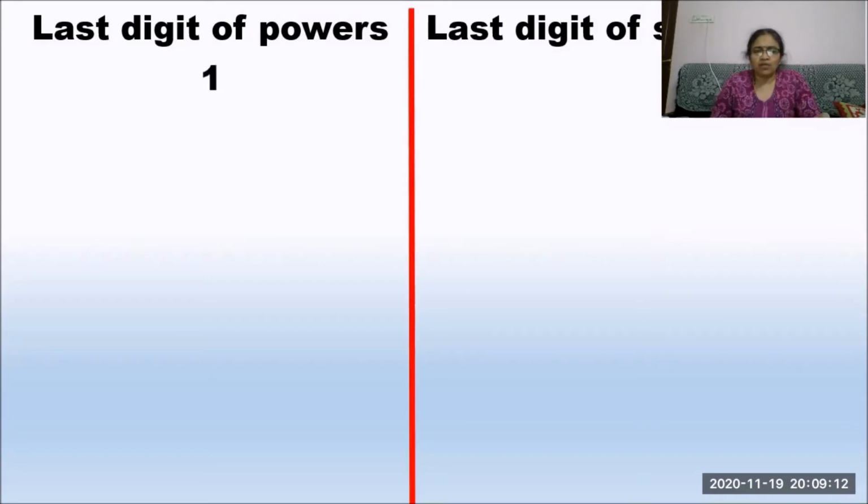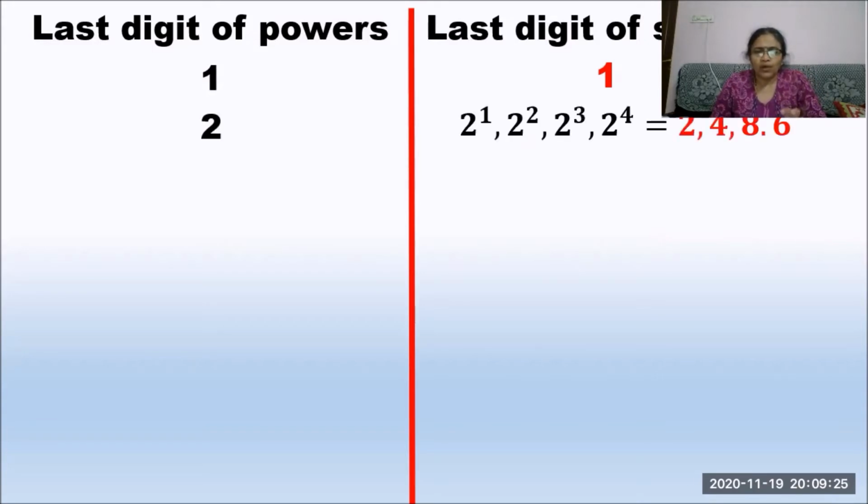Say the last digit is 1. So the last digit of the solution will always be 1, since 1 to any power is 1. If the last digit is 2, it repeats in a cycle, a periodic sequence of period 4. 2 to the power 1, 2 to the power 2, 2 to the power 3, 2 to the power 4 is 2, 4, 8 and 6. After 2, 4, 8, 6, it will again repeat 2, 4, 8, 6. So it keeps repeating in a cycle.